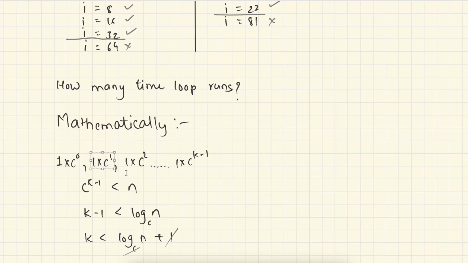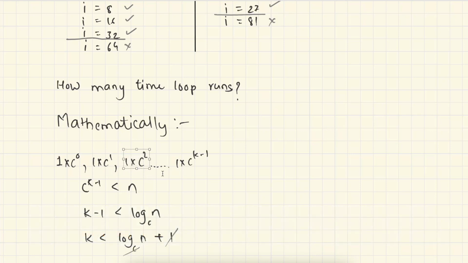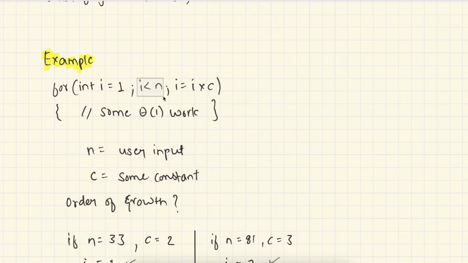C to the power 1 is also c, so it becomes 1 into c, that's equal to c. Next, we are multiplying by c again, so it becomes 1 into c to the power 2, and so on and so forth. At the last iteration, it becomes 1 into c to the power k minus 1. And this last term is going to be less than n. This is our base condition: our i is going to be less than n.